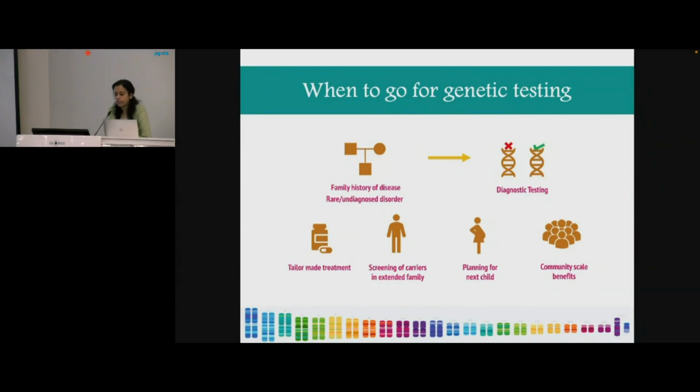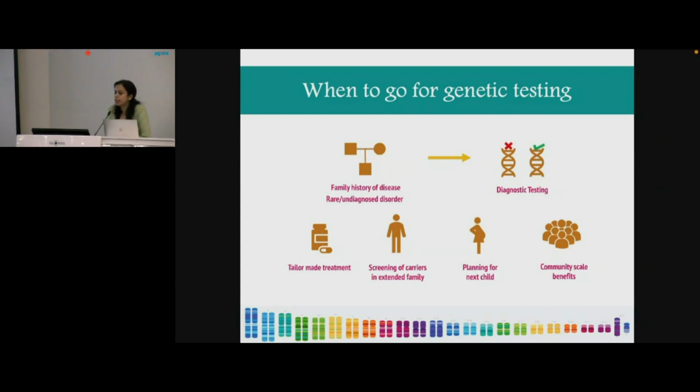Another scenario is if there is a rare or undiagnosed disorder, when a patient is critically ill and the differential diagnosis is very broad, very heterogeneous, and you don't have any clue, then you can consider taking a genetic test. There are numerous examples in the literature where genetic testing has made a significant difference in the clinical intervention or management of a disease. Diagnosis can also be made for which treatment is available. It can be used for carrier testing or for planning a child.